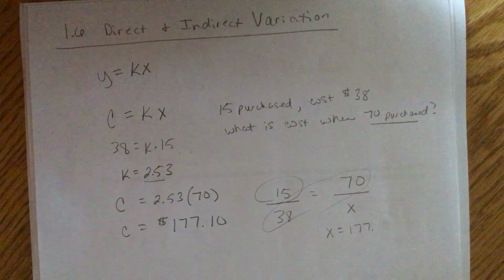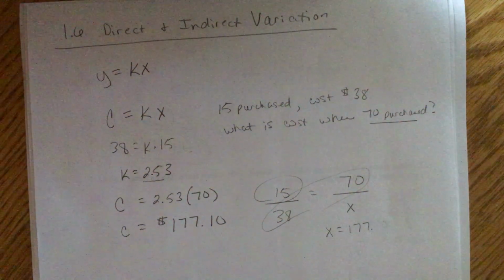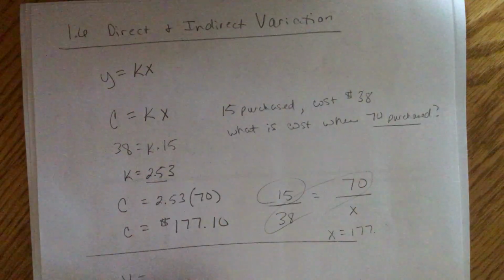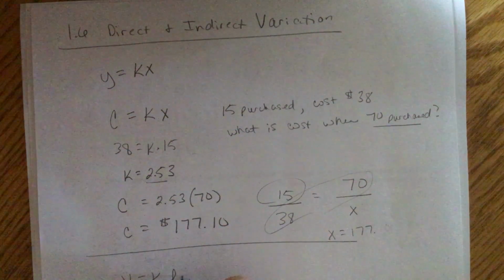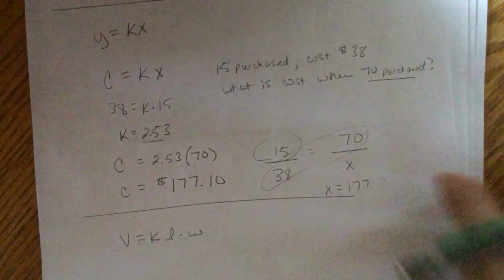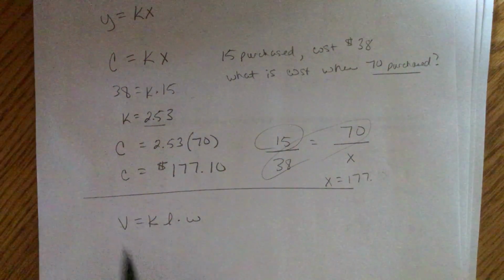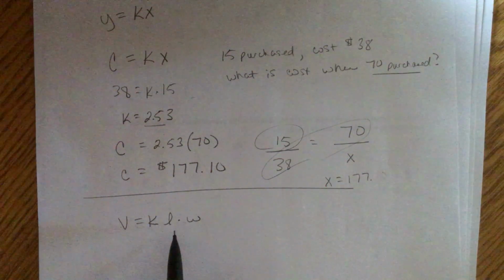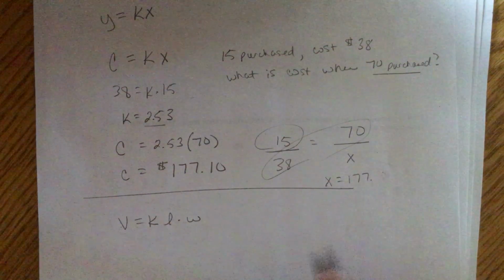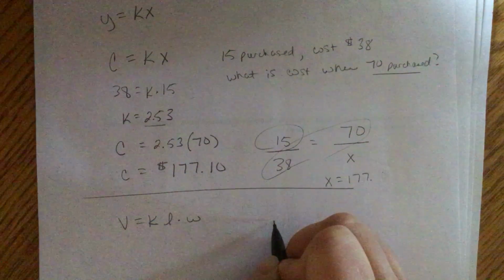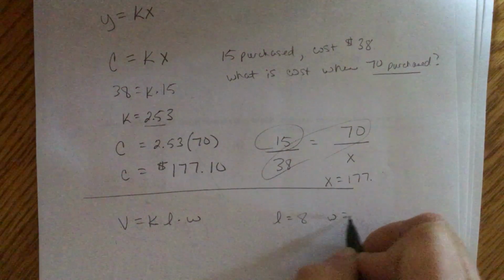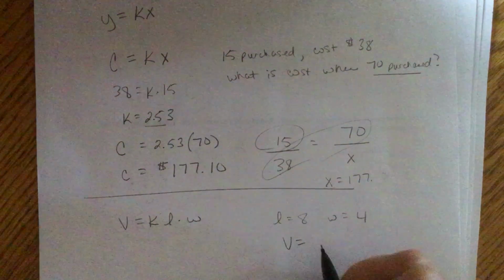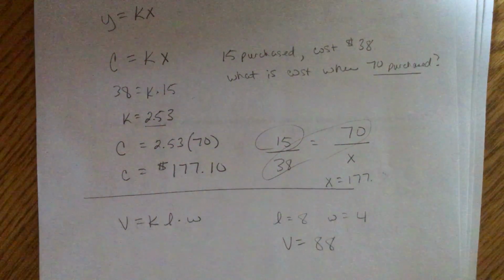Now it could vary directly with more than one thing, okay? So the volume of something could vary directly with the length and the width. Oops, so you can see it. So if I say the volume varies directly, and sometimes it'll say varies jointly. The volume varies jointly or directly with the length and the width. So then it's got to give you some information. It'll say when the length is 8 and the width is 4, the volume is, let's say 88.